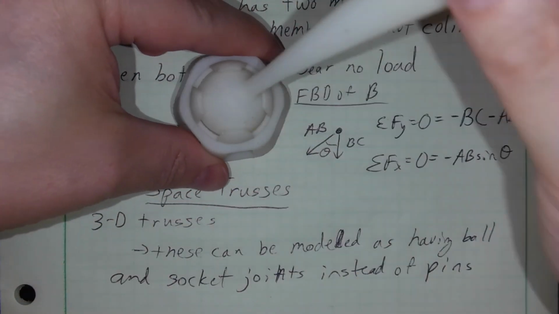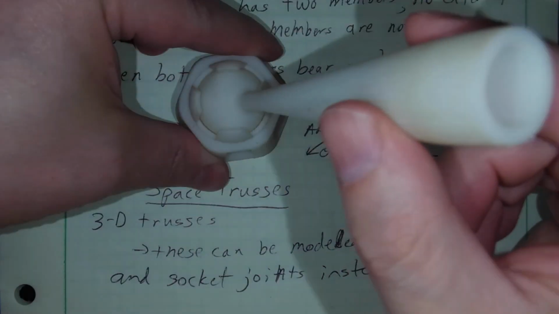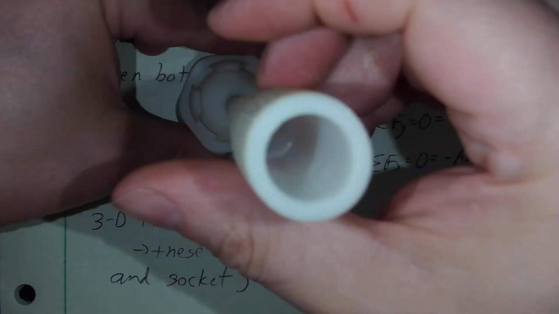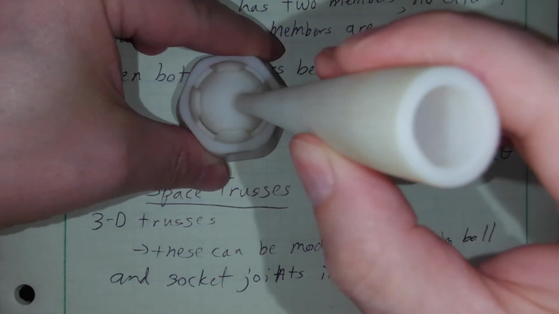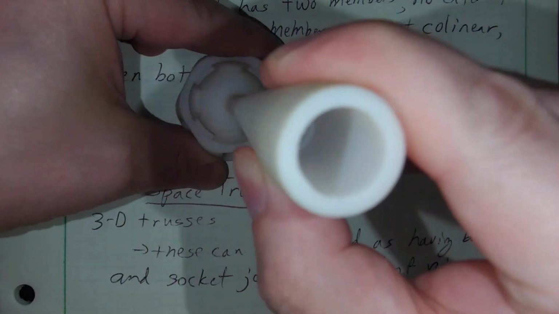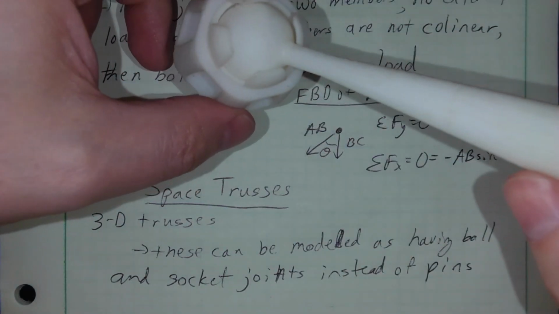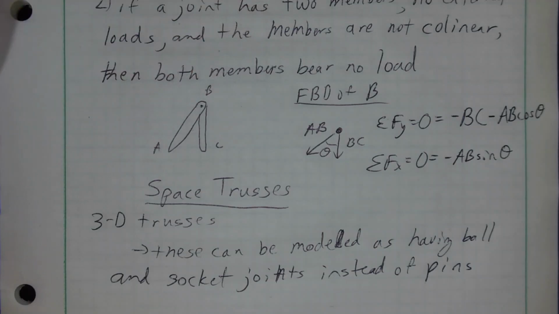This is something that you can rotate about an x-axis, about a y-axis, and you can spin it in the z-axis. So rotation's allowed in all directions, but you can't move it in the x, the y, or the z direction. So it's allowed to rotate in any direction, but it's not allowed to move in any direction. So a reaction force in all 3 directions.